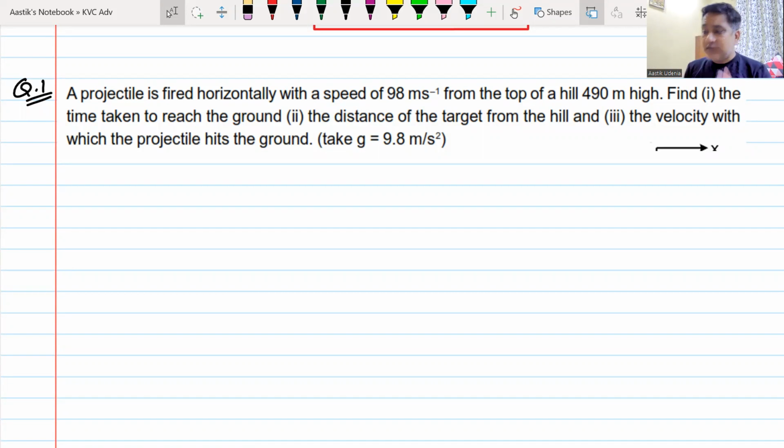A projectile is fired horizontally with a speed of 98 meter per second. Whenever 98 meter per second or 49 or 98 such things come, that means g has to be taken as 9.8, so that you get that correct root and all that. Do you understand this? Yes, sir. Wherever 98 comes, 490 and 49 will come. From the top of a hill, 490 meters high, find the time taken to reach ground. Number 1. The distance of the target from the hill, that is the horizontal distance. The velocity with which the particle hits the ground, and you have 2 minutes to do this.